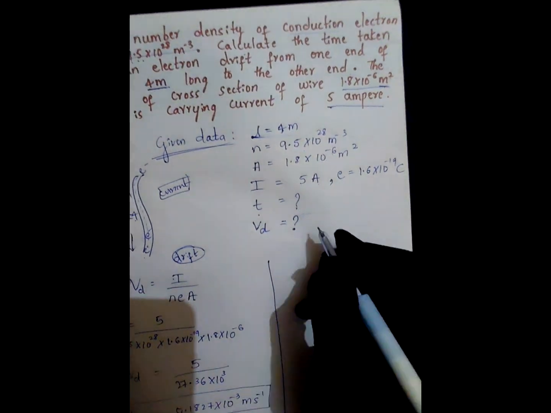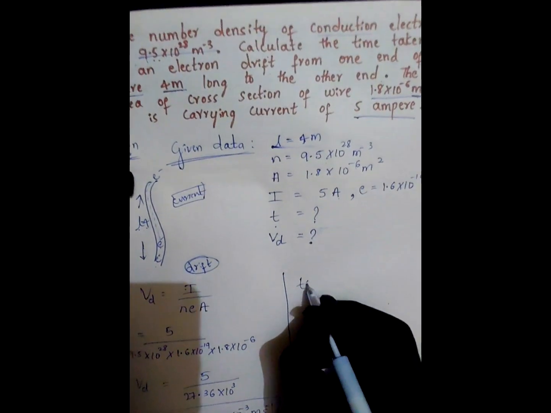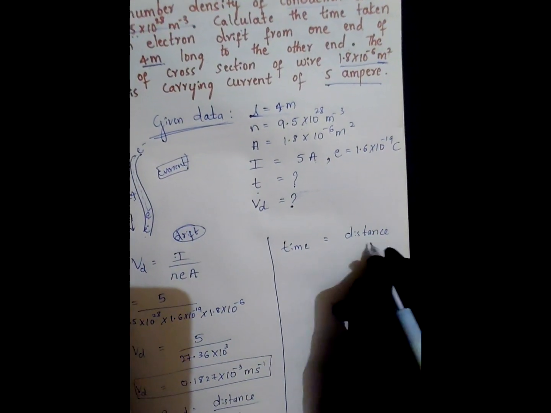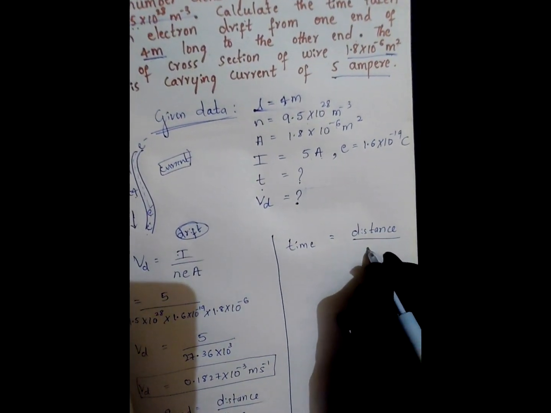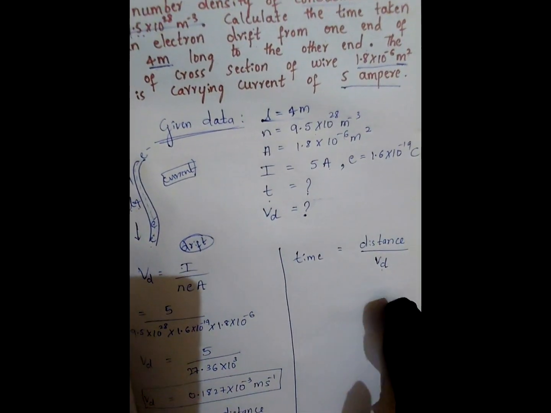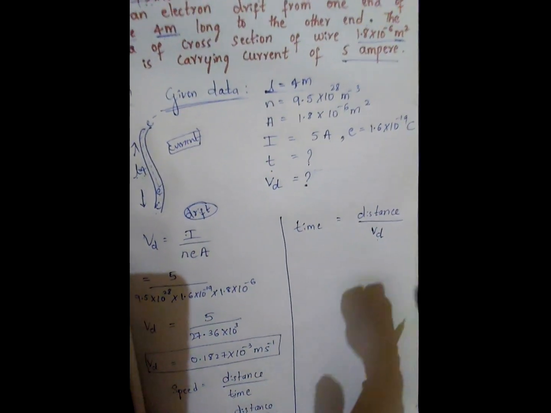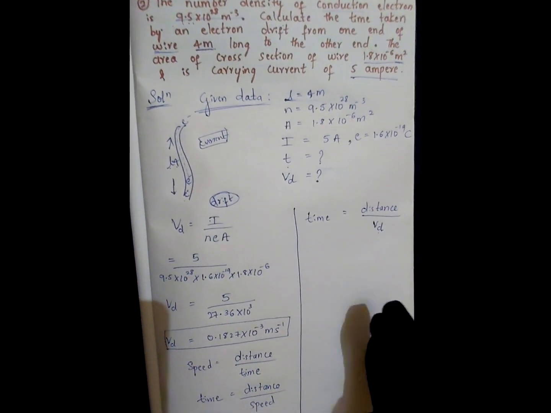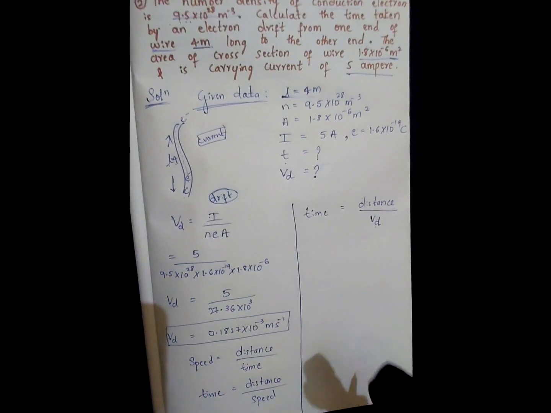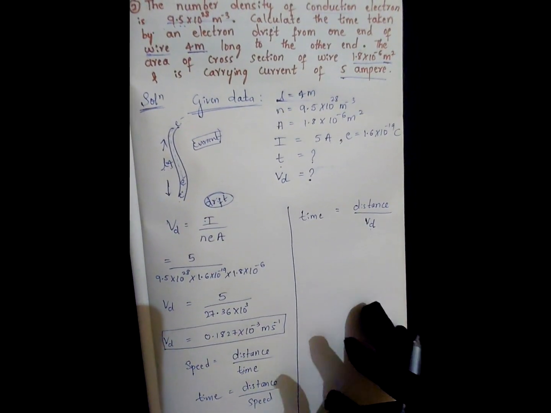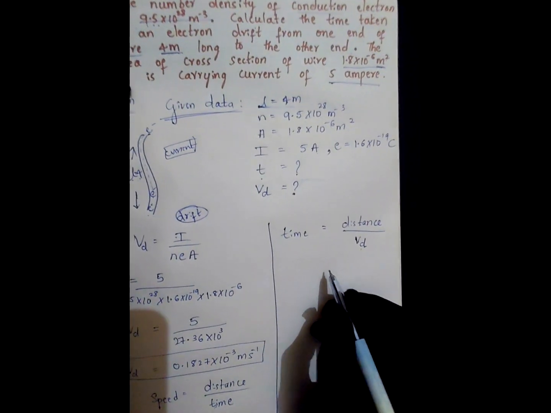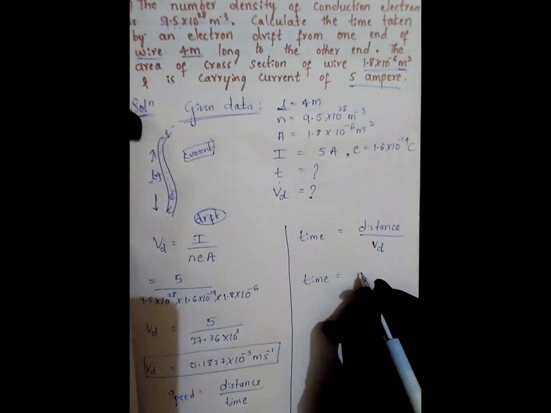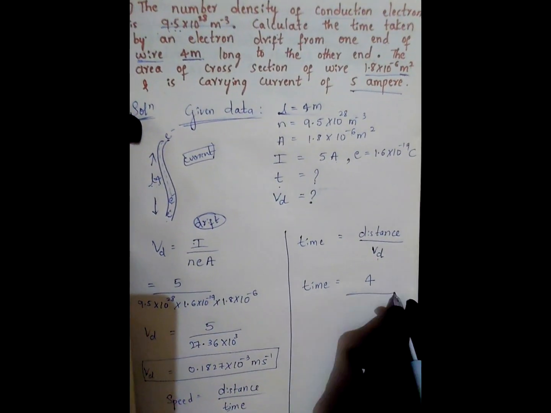Take one line, students. Next, time equals distance divided by speed, and the speed is taken as the drift velocity. Velocity has both magnitude and direction; if only magnitude is there, it is considered speed. Here the distance is the length of the wire, so time equals 4 divided by Vd, how much?